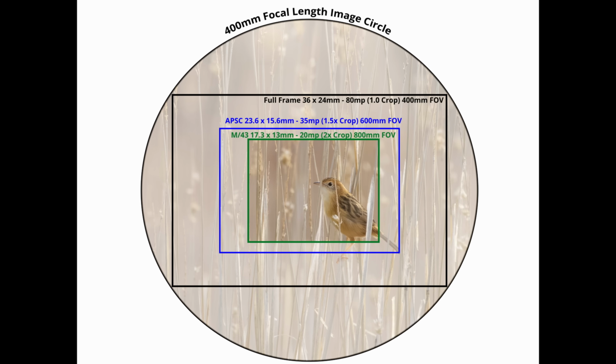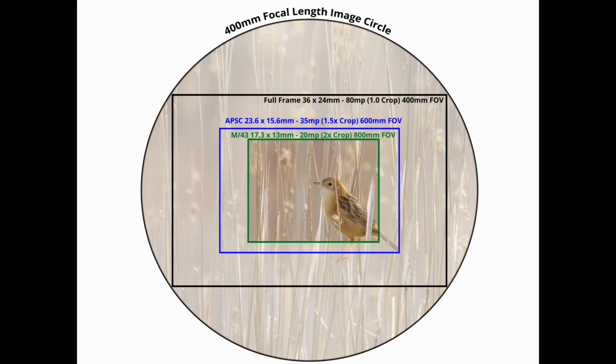All right, and finally we move on to the micro four thirds. This here is a 400mm lens. It's exactly the same focal length as this one here. However, now we're on this micro four thirds sensor, and remember, this sensor is smaller again. So if we overlay the micro four thirds sensor on our image circle, you can see it's smaller than the APS-C and it's a lot smaller than the full frame.